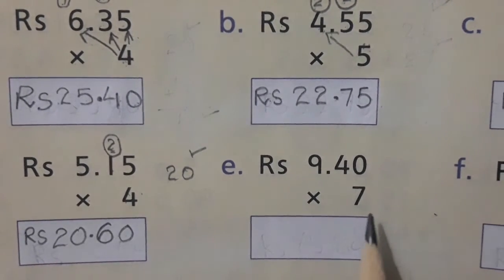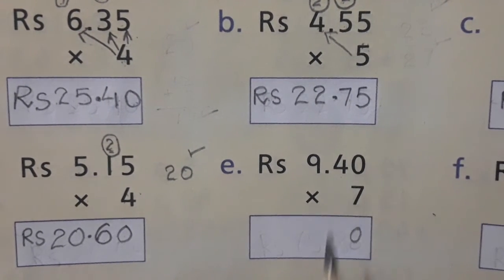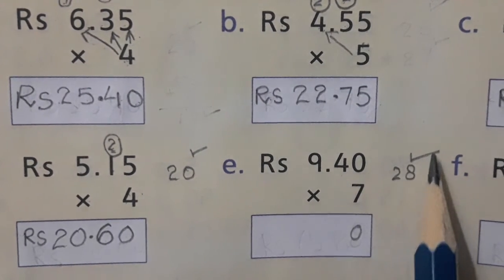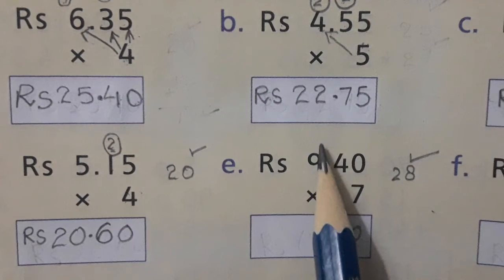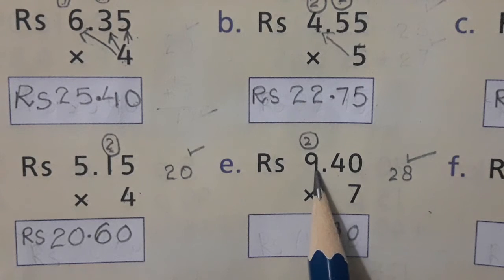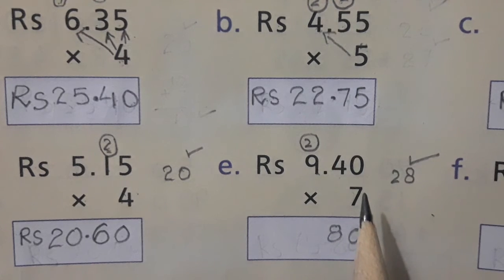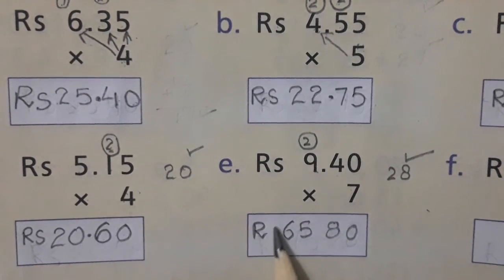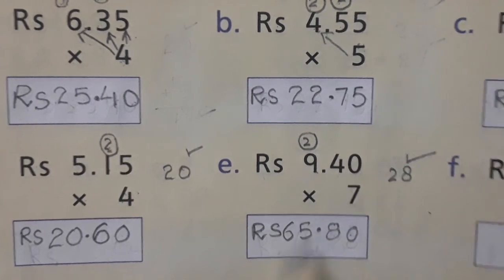Now move to the next. 7 zeros are 0. 7 fours are 28. We will choose the right digit. 8 is the right digit. We will write it over here and 2 will move on to the next number. 7 nines are 63, plus 2 is 65. Okay, again write rupees, below rupees write the answer and after two digits put a full stop.